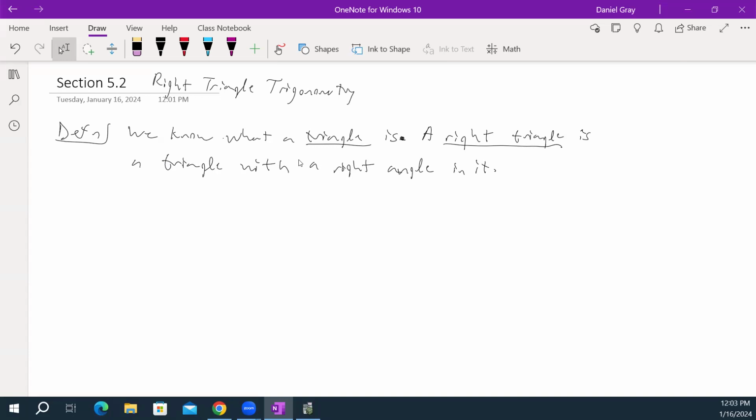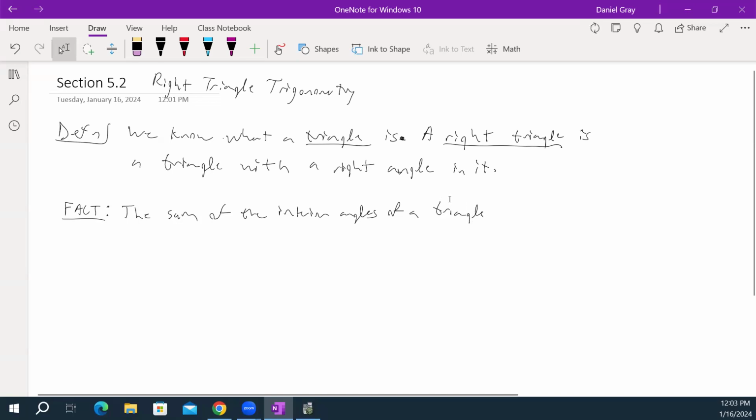Let's talk about that for a second. Just some facts from geometry that maybe have never been proven for you, but these are easy ones. There are some that are pretty difficult, so I won't go through those. The first fact is that the sum of the interior angles of a triangle, any triangle, not just a right triangle, is always 180 degrees.